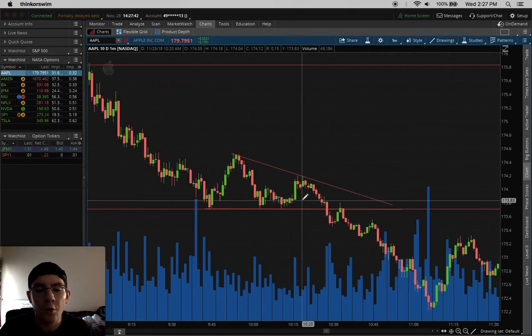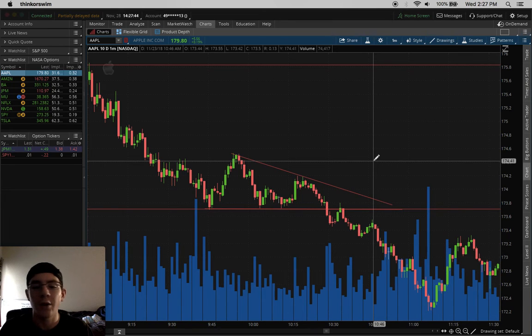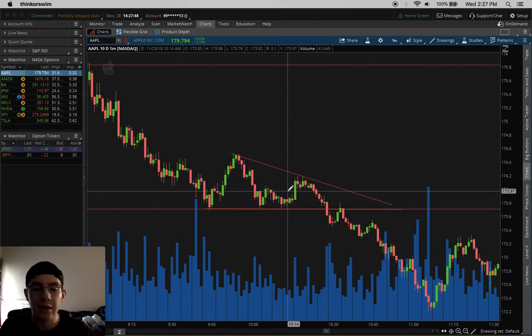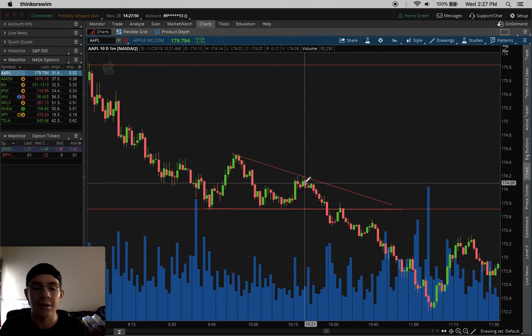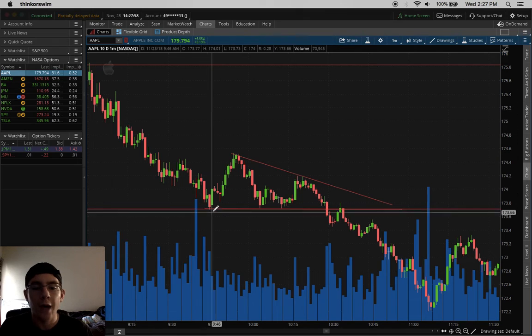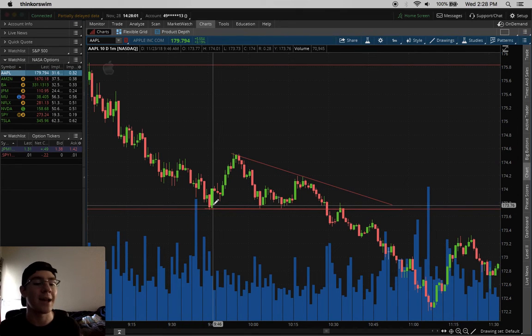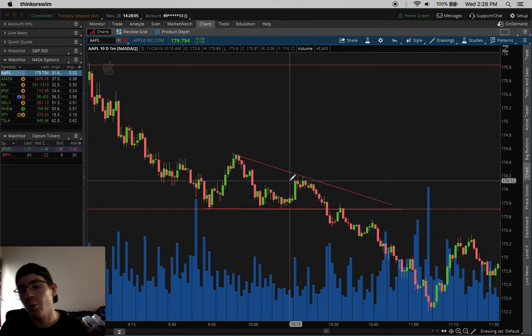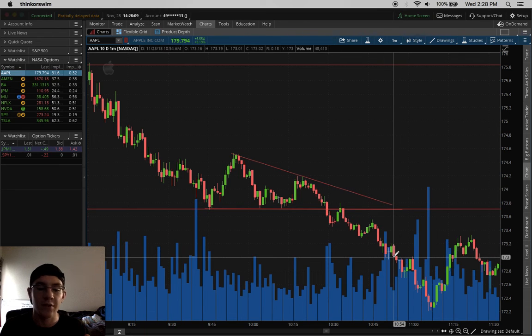So what is so great about this triangle setup, and why do I like to trade it? One, it's very recognizable. You can see it. It's a triangle. It's consolidating in price. Also, a triangle is more times than not a continuation pattern. So if we're trading to the downside and we consolidate, we're most likely, more times than not, going to see a continuation to the downside, right?